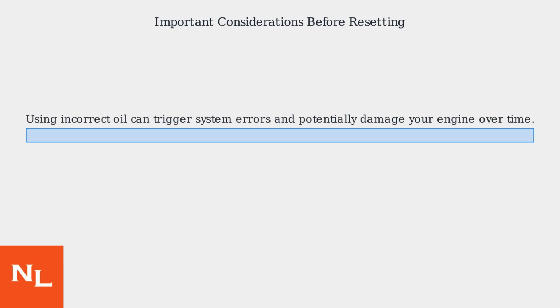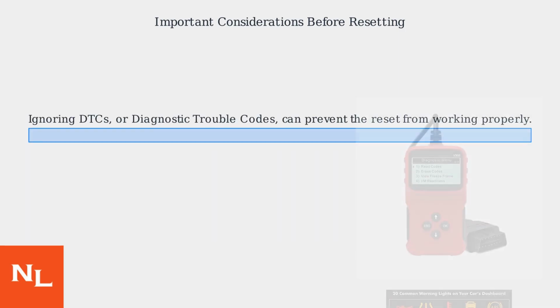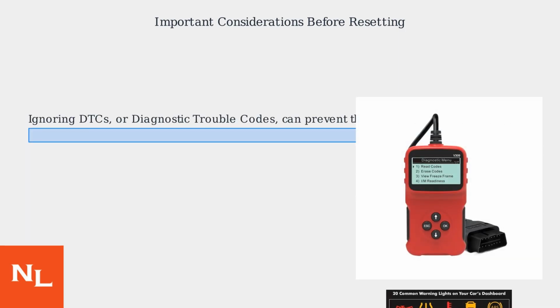Third, using the wrong oil can trigger errors in the monitoring system and may cause long-term engine damage due to improper lubrication or viscosity. Finally, ignoring any active diagnostic trouble codes can block the reset process. Always check for and address any DTCs before attempting to reset the oil life.